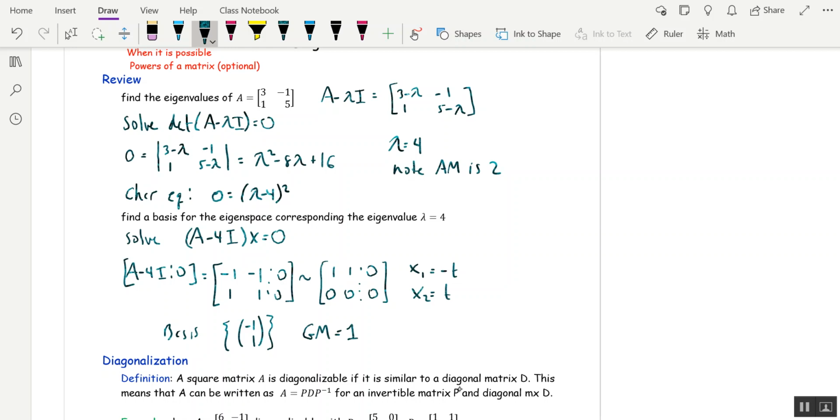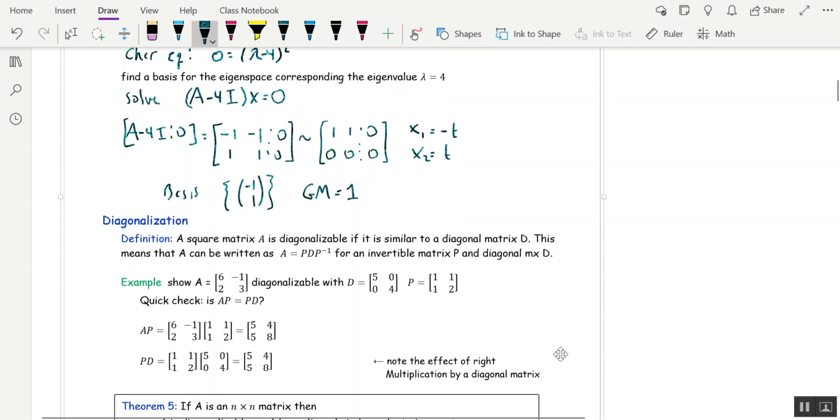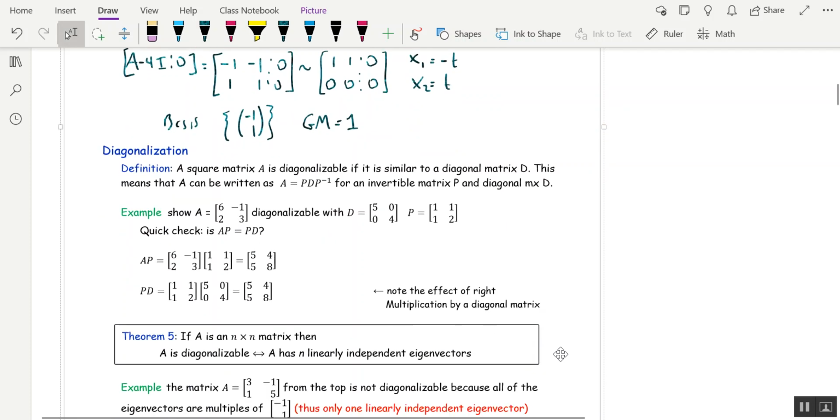Okay, so again, I'll come back to the meaning of the fact that the GM is 1, yet the AM is 2, in a minute. Here's the definition of diagonalization. If you've got a square matrix A, it's diagonalizable if it's similar to a diagonal matrix. And that means, from the definition of similarity that we looked at last time, A can be written as PDP inverse, where D is a diagonal matrix and P is an invertible matrix.